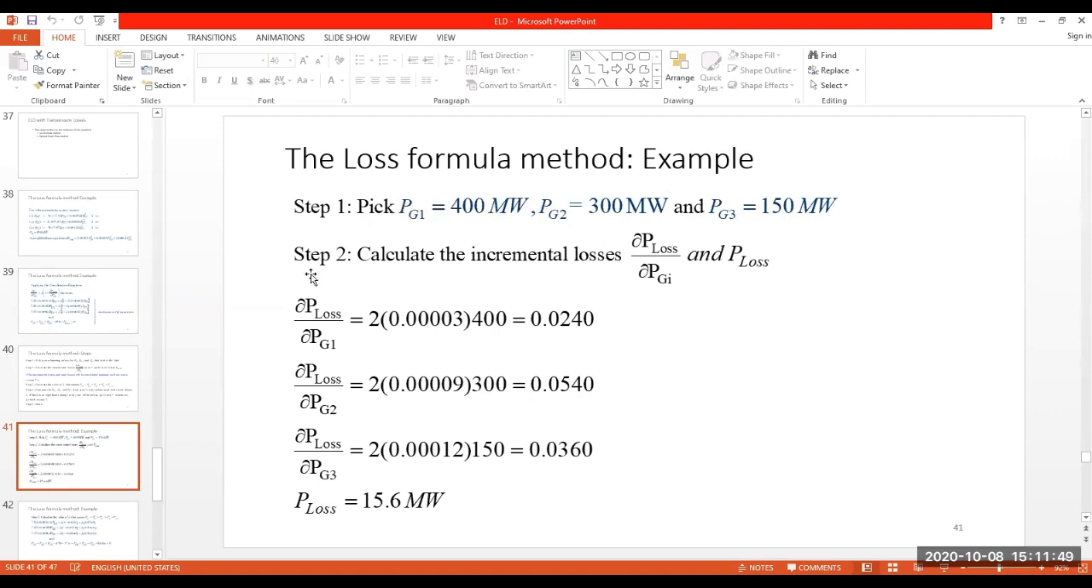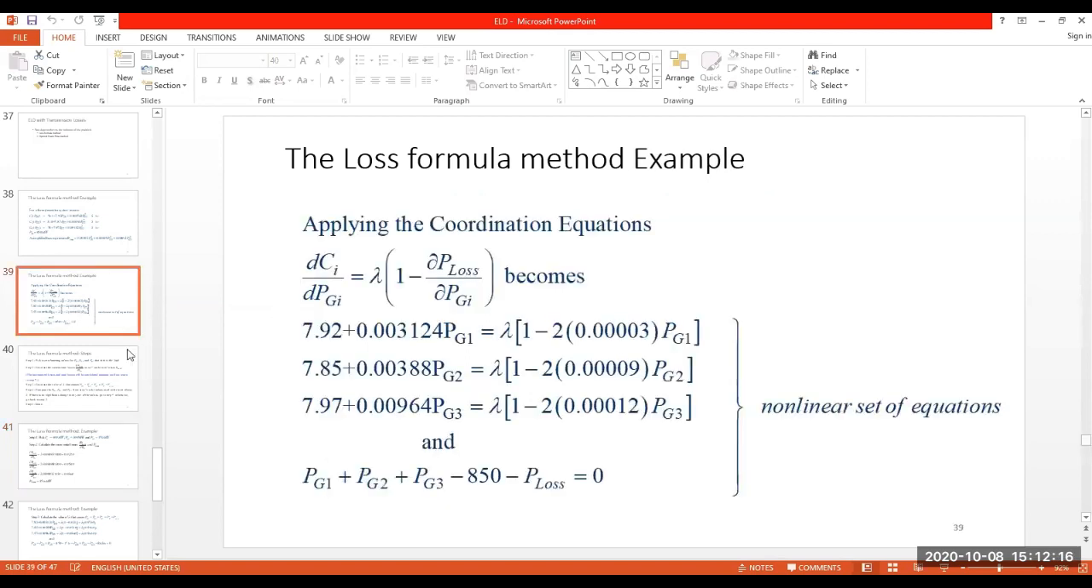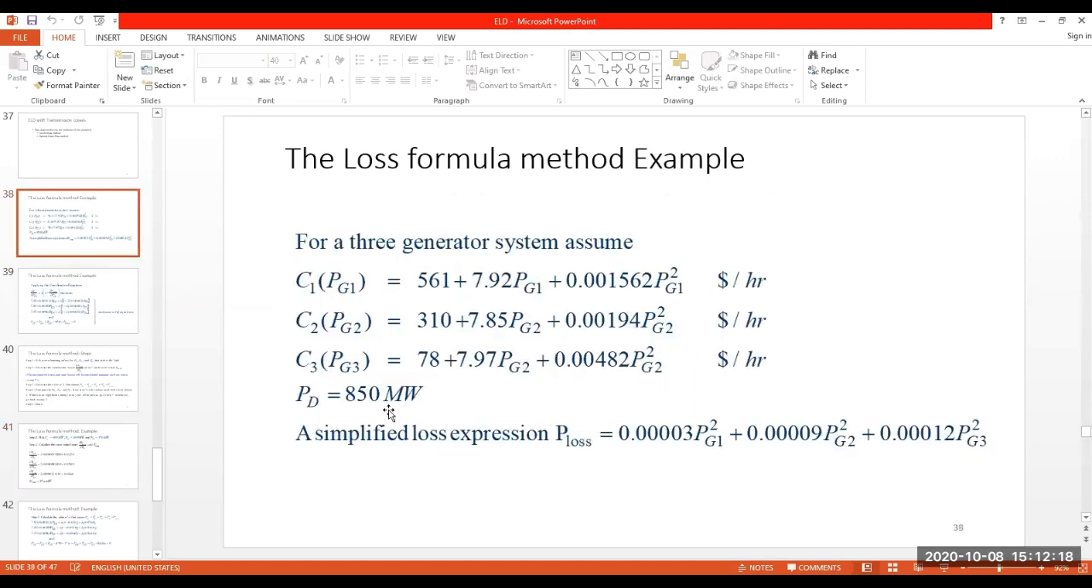Now we enter the iteration, step number 2. Now we calculate the incremental losses and the total loss. So what is the expression for incremental loss? You simply calculate ∂P_loss with respect to PG1, the partial derivative of P_loss with respect to PG2, and the partial derivative of P_loss with respect to PG3. You know the expression of P_loss, given in slide 38. So it's very simple. You simply calculate ∂P_loss by ∂PG1.